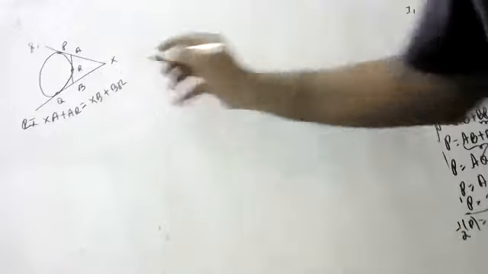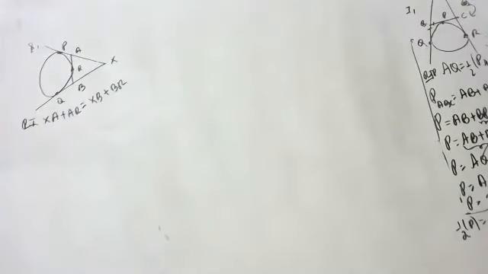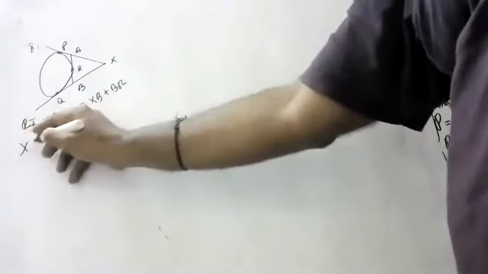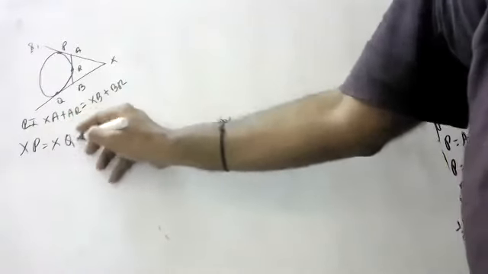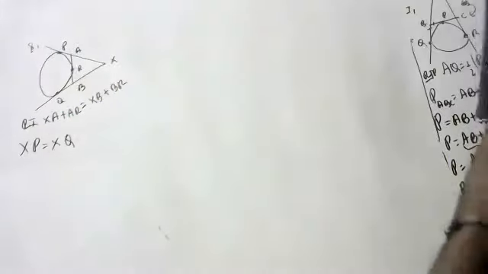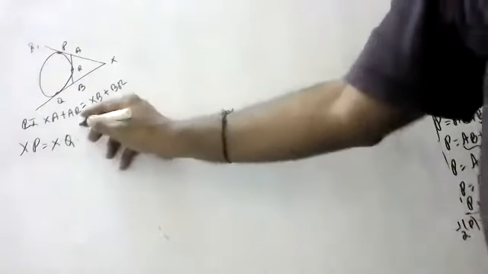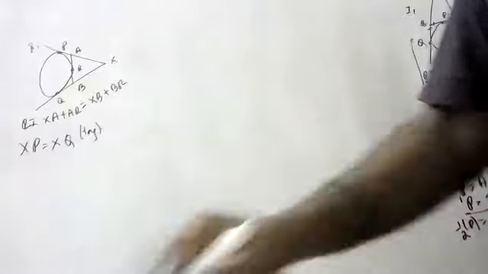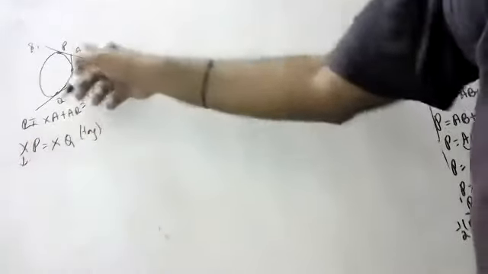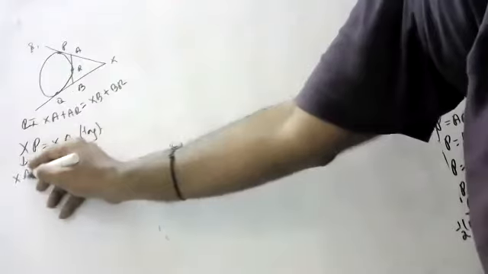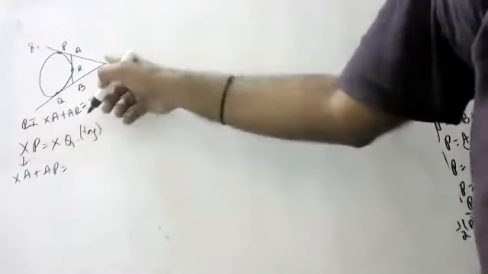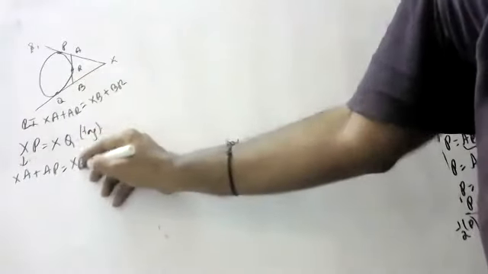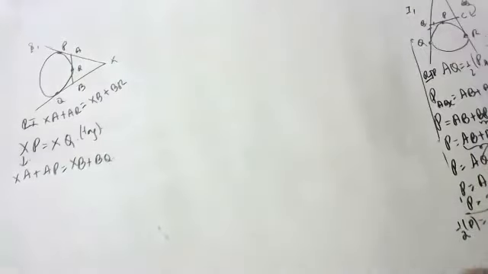He is asking us to prove XA plus AR is equal to XB plus BR. Yes, children. So we can take XP is equal to AX plus PA. XP is equal to XQ. Why? Tangents meeting at a point are equal. XP can be written as AX plus AP, and XQ as XB plus BQ.